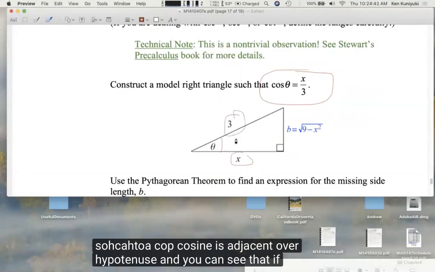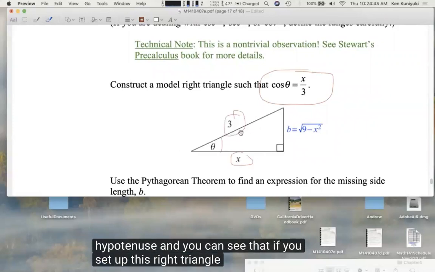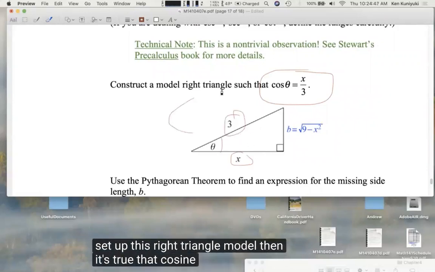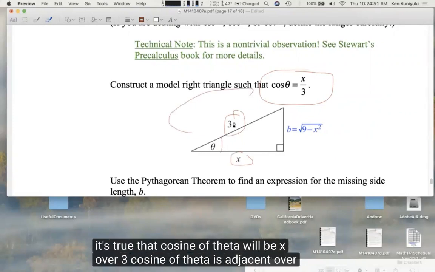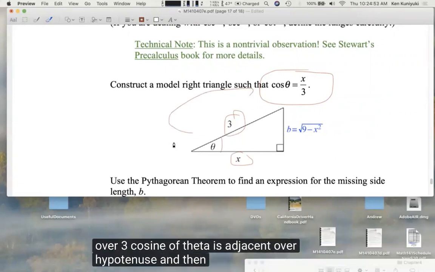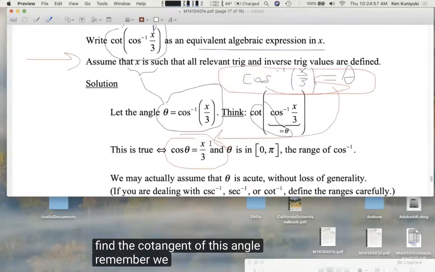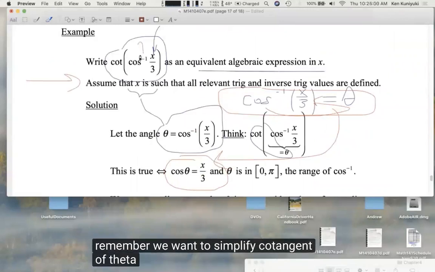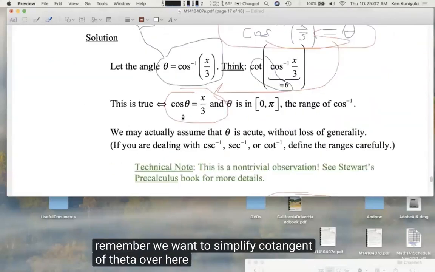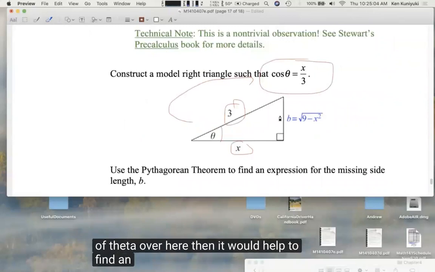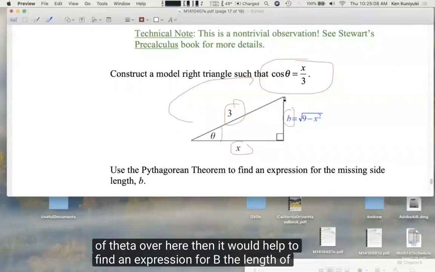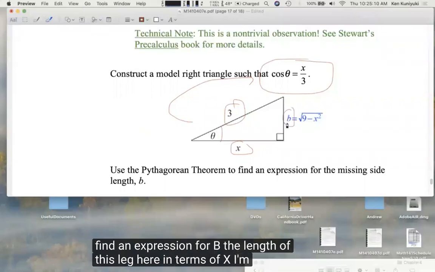And you can see that if you set up this right triangle model, then it's true that cosine of theta will be x over 3. Cosine of theta is adjacent over hypotenuse. And then, since we want to find the cotangent of this angle, remember, we want to simplify cotangent of theta over here, then it would help to find an expression for b, the length of this leg here in terms of x. I'm calling it b here.